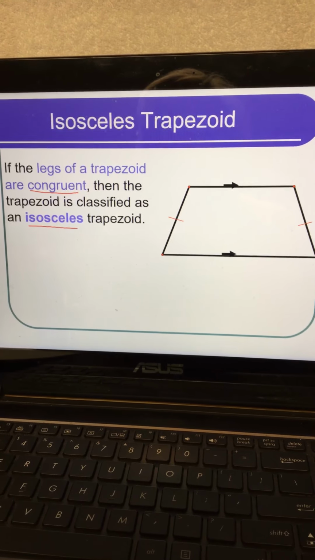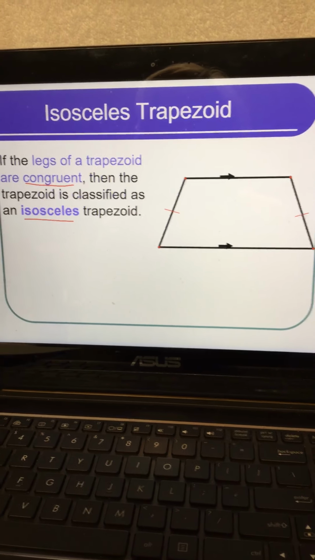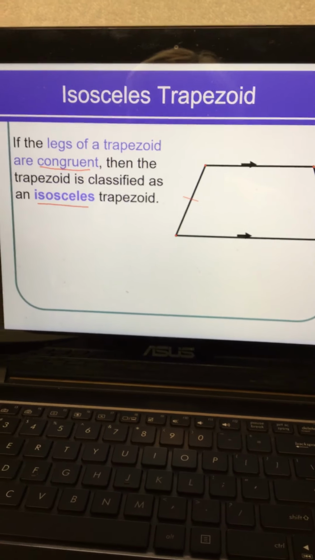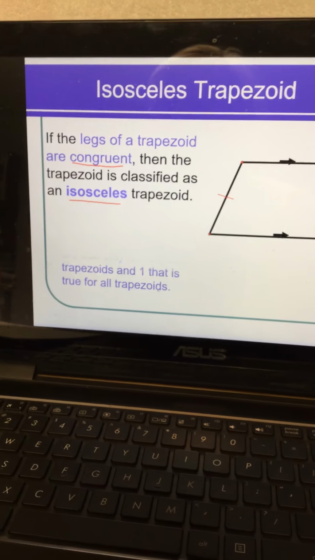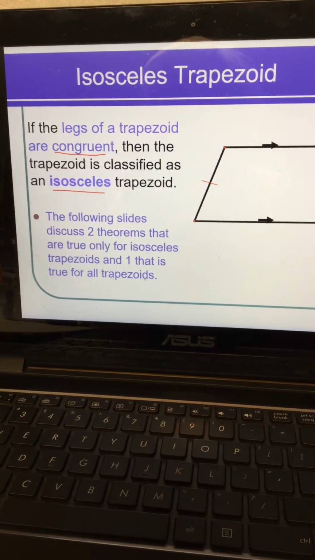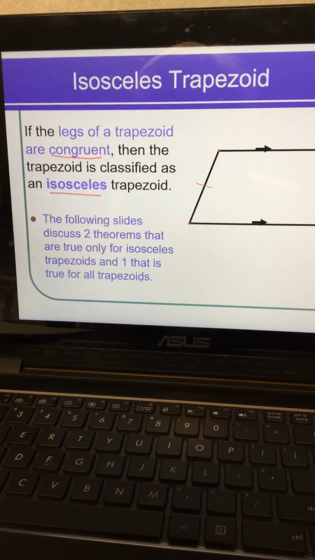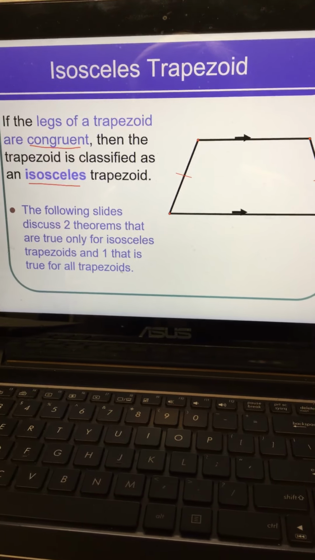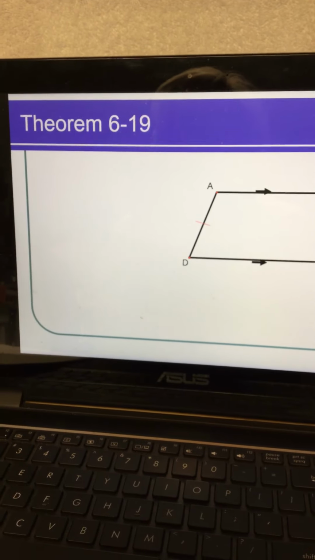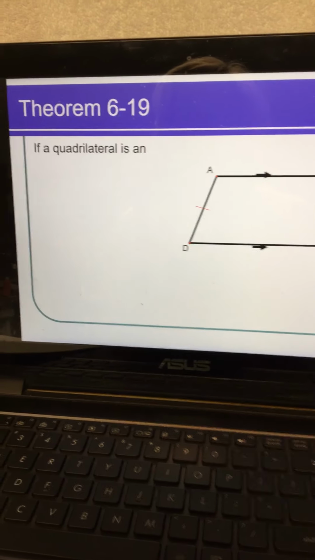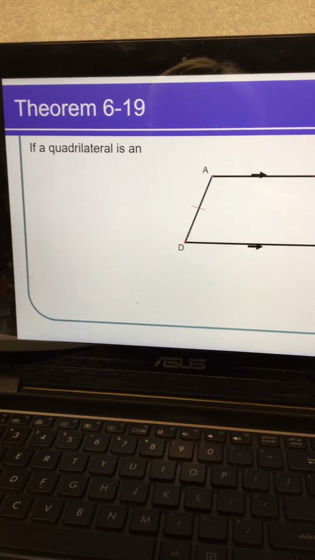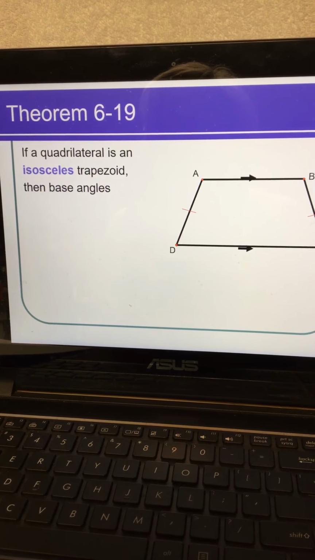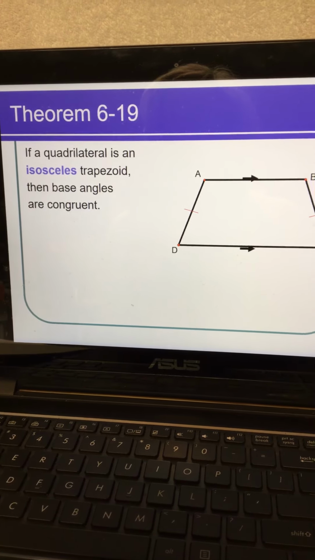So you can have just a plain trapezoid, or you can have an isosceles where the non-parallel sides or the legs are congruent. Now, on the following slides, we're going to talk about two theorems that hold true only for isosceles trapezoids, and then one theorem that's true for all trapezoids. So theorem 619, and you should have already written this in your notes, says if a quadrilateral or a four-sided shape is an isosceles trapezoid, then base angles are congruent.